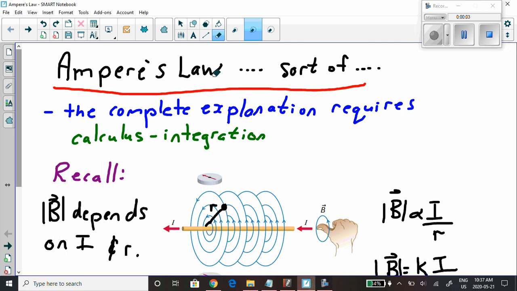Okay, kids, we're back. Section 8.4 of the textbook, Ampere's Law. We're going to go through Ampere's Law. This is one of the most important laws in physics. It's amazing. But the complete explanation requires, you know it, how many times have I said this? Calculus. And this part, the integration part of calculus. So we'll do the best we can.